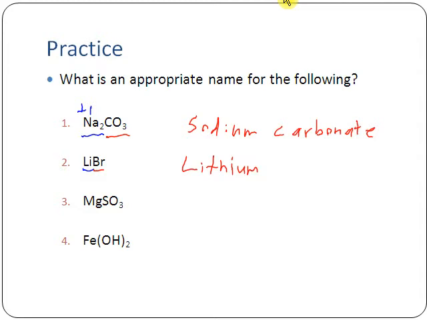If the anion is composed of only one element, the second name of the compound is formed by changing the ending to "ide." So we go and we have bromine, but instead of having the "ine," we drop the "ine" and add "ide." So our answer here is lithium bromide. That's what we've got for that.